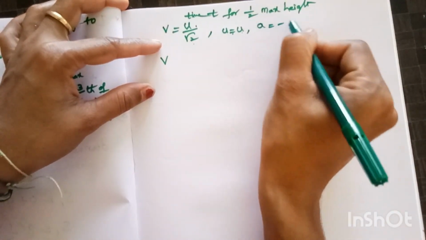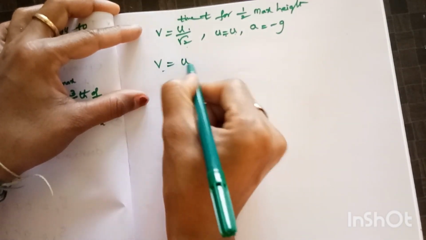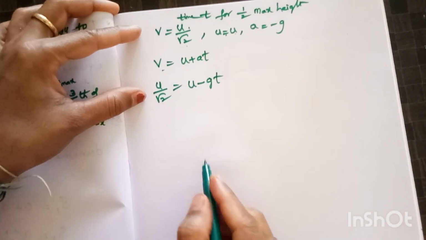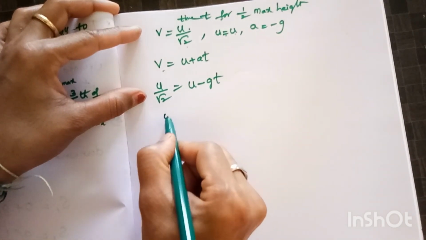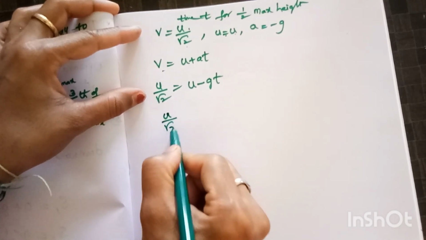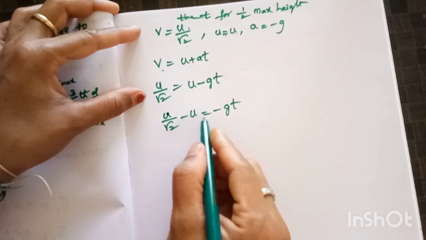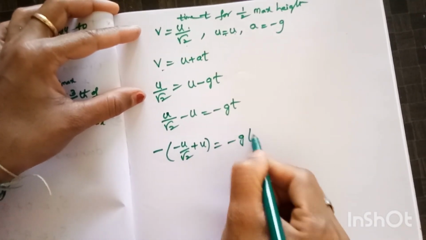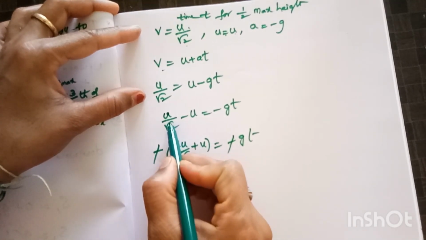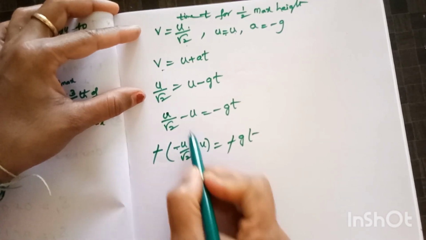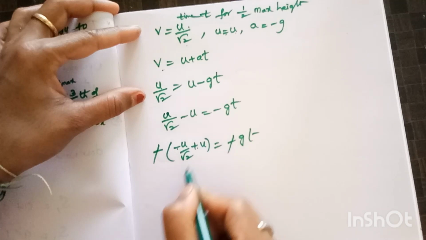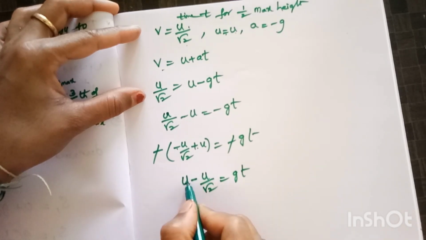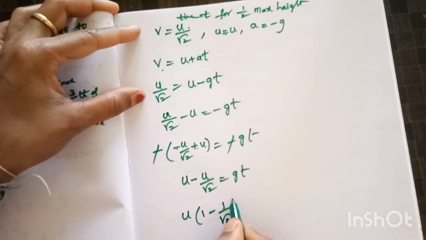So u equals u, a equals minus g because it is vertically upward. v equals u plus at. Substitute these values: u by root 2 equals u minus gt. Send this to the left hand side: u by root 2 minus u equals minus gt. Take minus as common: minus of u by root 2 plus u is equal to minus gt. Minus will be cancelled. So you can write it as u minus u by root 2 is equal to gt. You have u in both terms, so take u common: u times 1 minus 1 by root 2 is equal to gt.